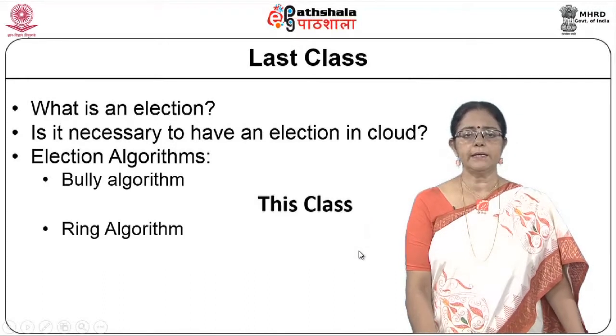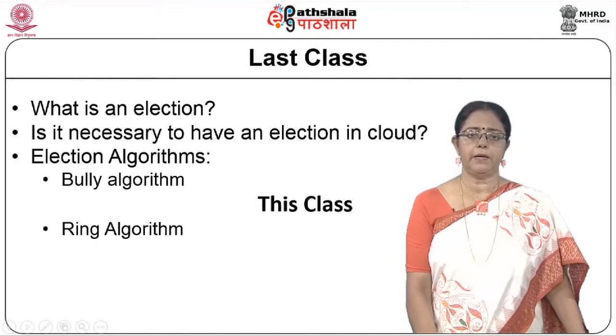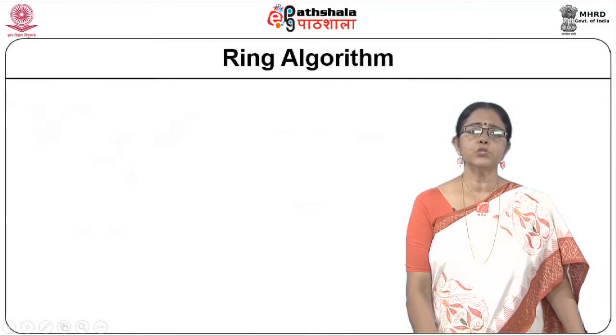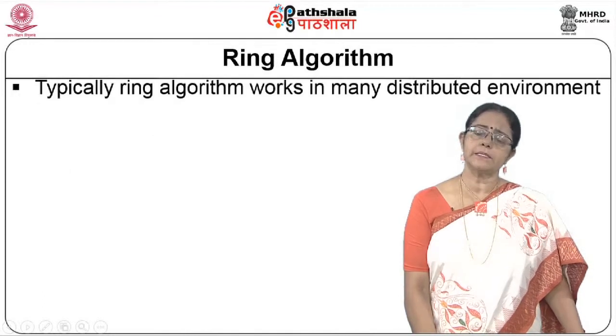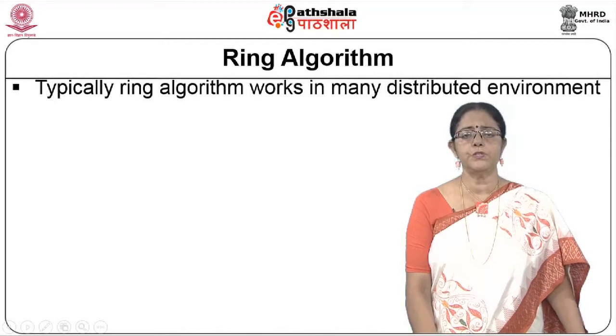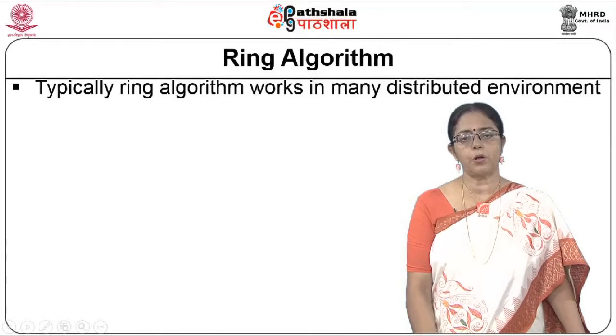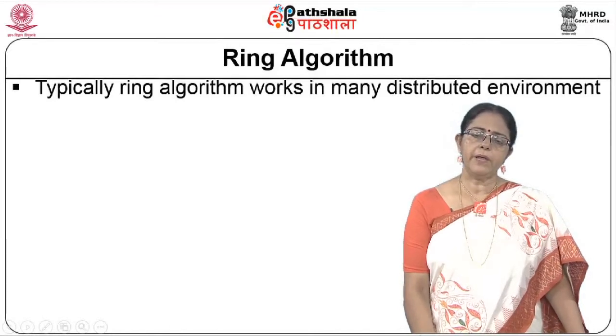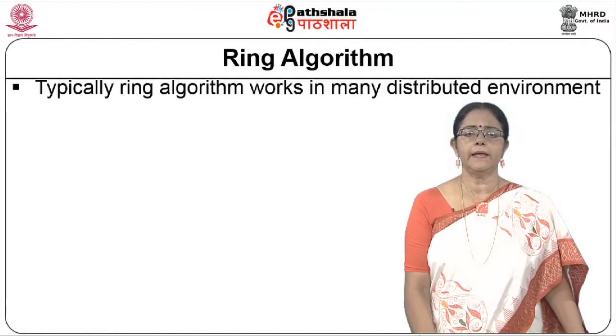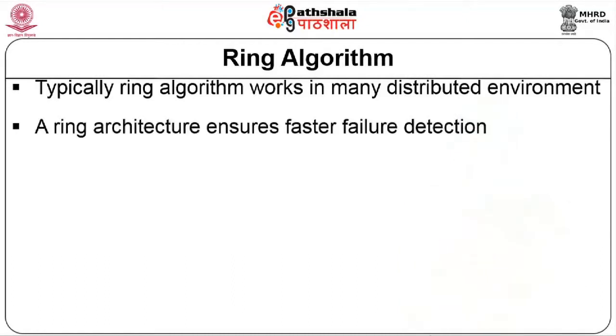In this class, we will look at a second election algorithm that is very popularly used, which is called the ring algorithm. Typically any distributed environment consists of many nodes, and these nodes are able to communicate with each other freely. But when we have a ring structure in place, the nodes are not able to communicate freely. Why do we put this restriction of a ring on freely communicating nodes? Because it is easier to make communication. One node is responsible for communicating with the next node, and thereby it is possible to detect failures faster.